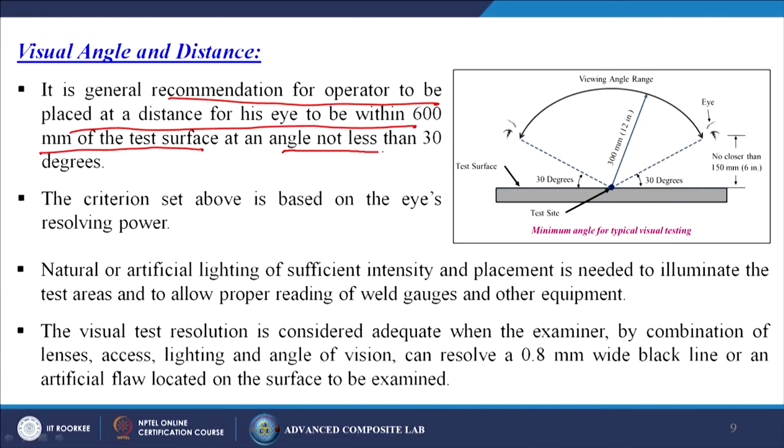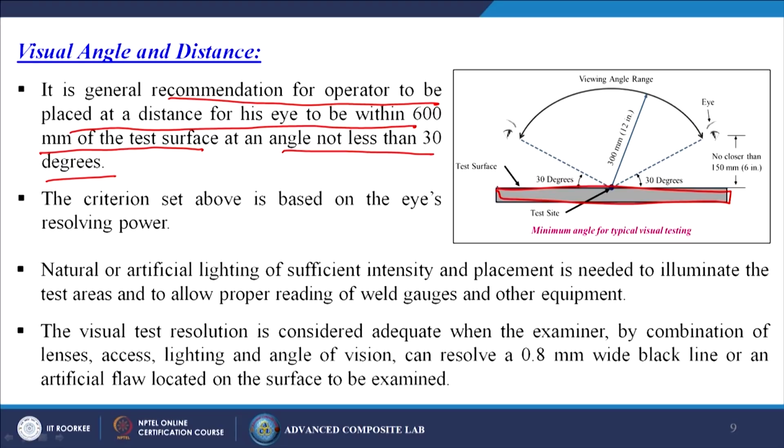Next, how can we do this particular experiment? Generally, the recommendation is for the operator to be placed so that his eye is within 600 millimeters of the test surface, at an angle not less than 30 degrees. Suppose this is your total sample. In this sample you can see up to a maximum of 300 millimeters, or maybe 12 inches. Up to 12 inch distance you can see the material clearly, and the angle should be within this range.